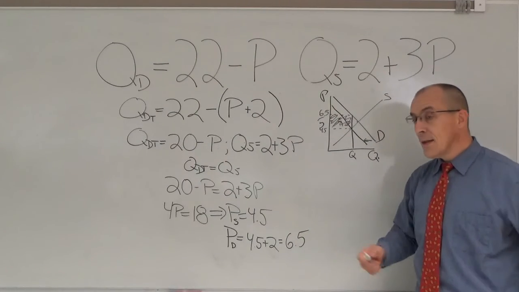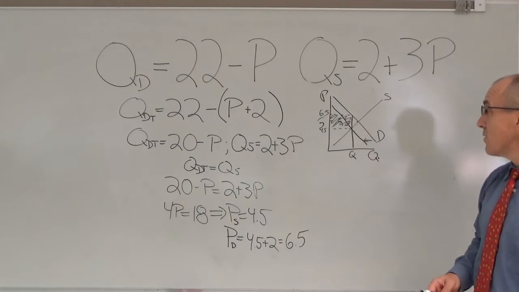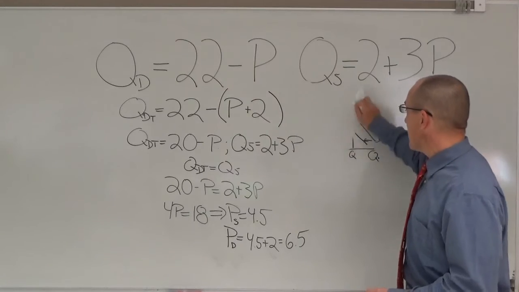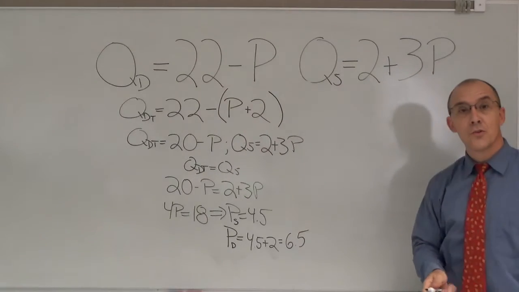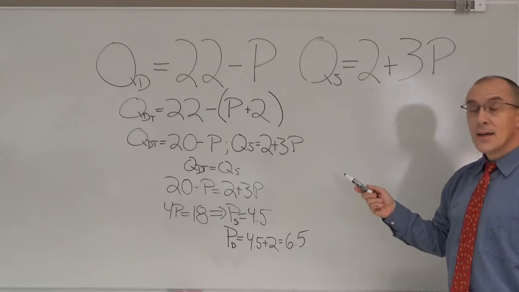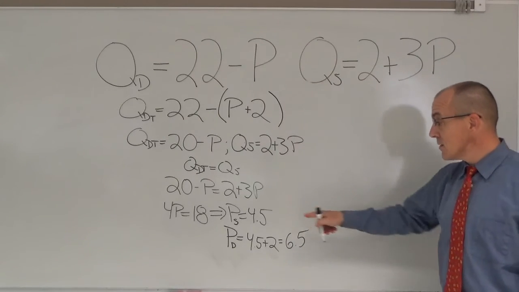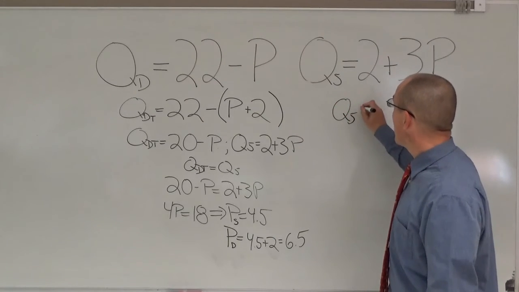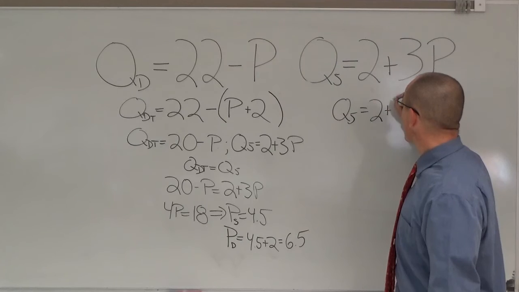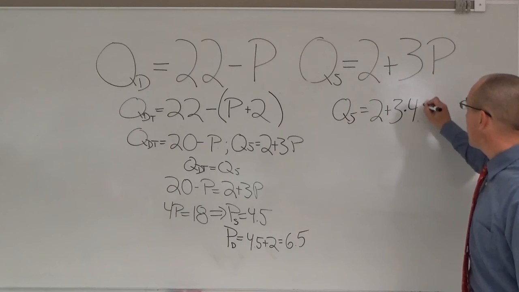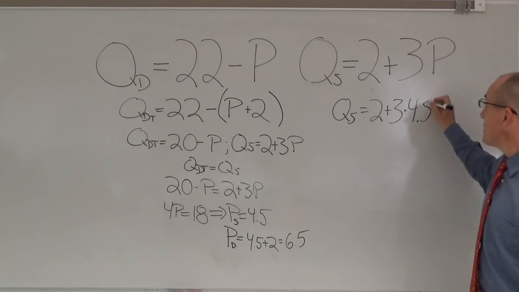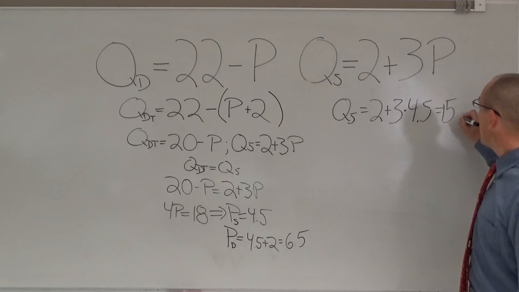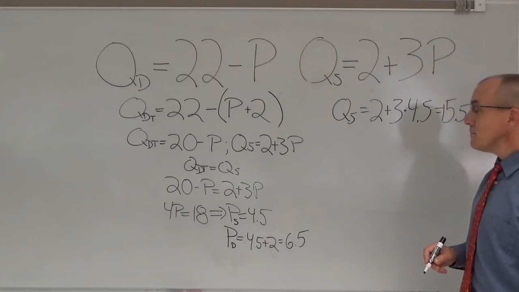Now, the other thing we need to factor in here is the deadweight loss. How much economic activity is disappearing in this market due to this tax? In this case, we have this price of 4.5. For the quantity supplied, that's what they're getting: 2 plus 3 times 4.5. 4.5 times 3 is 13.5, plus 2 is 15.5.